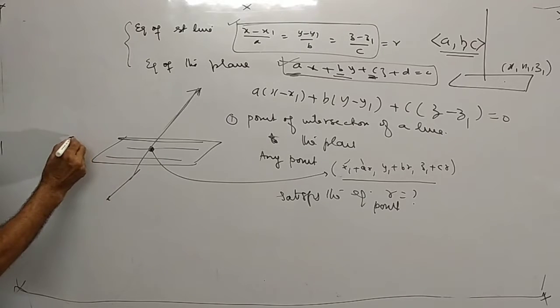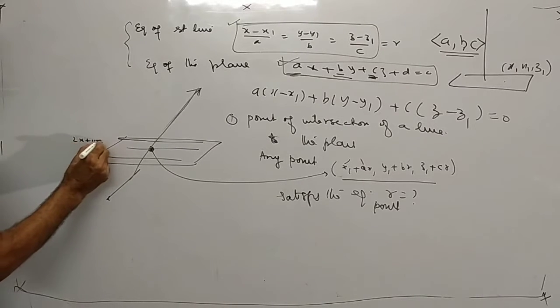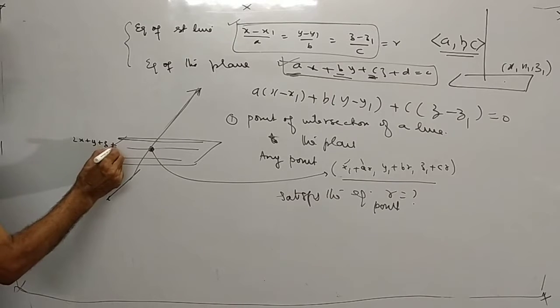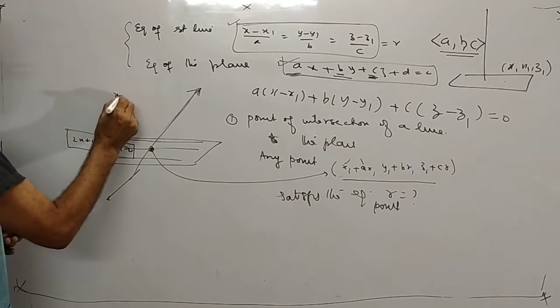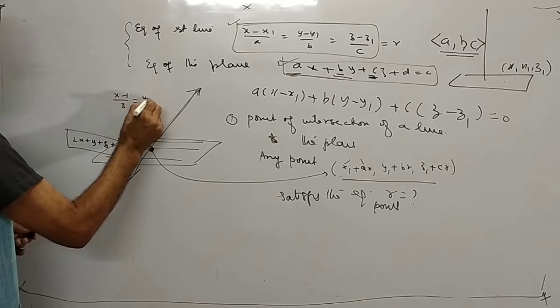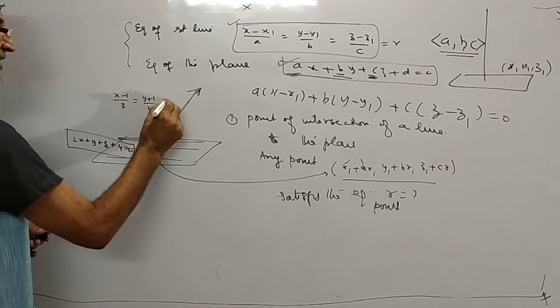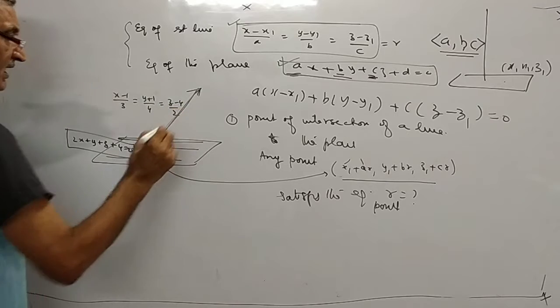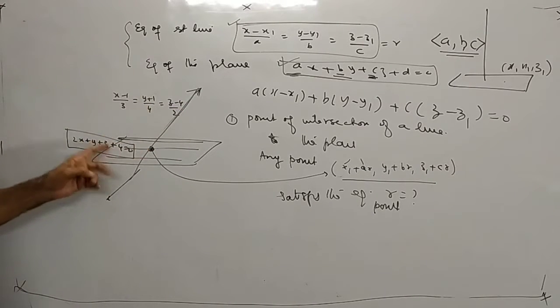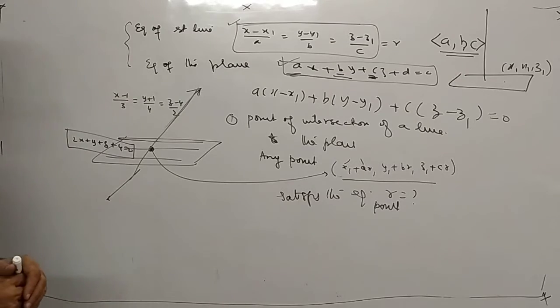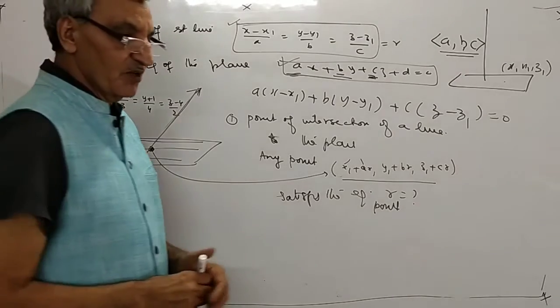Suppose I have this plane, 2x plus 3y plus z plus 4 is equal to 0. So this is the plane, and the equation of the line is, suppose, (x minus 1)/3 equals (y plus 1)/4 equals (z minus 4)/2. You can take any values like this. I want to find the point of intersection of this line with the plane.